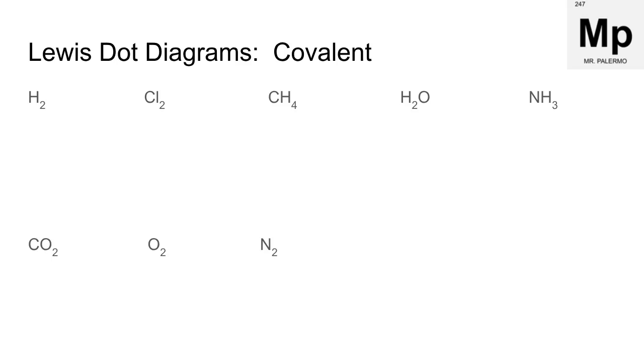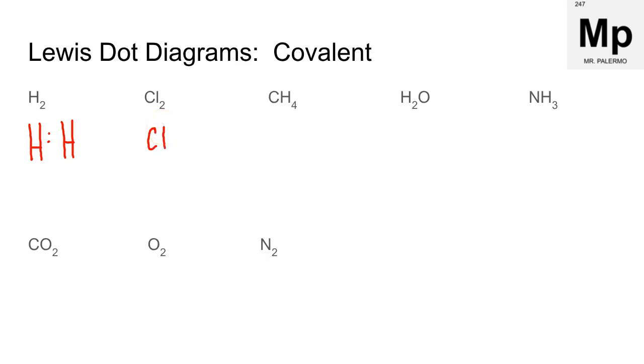Okay, let's look at how we draw our Lewis dot diagrams for covalent compounds. So the first thing I want to do is I'm going to write one of my substances here. Hydrogen has one valence electron, and then the other hydrogen comes in and brings its valence electron to share, and so now we have a full valence shell for hydrogen, because recall that it's going to be only 2 valence electrons.